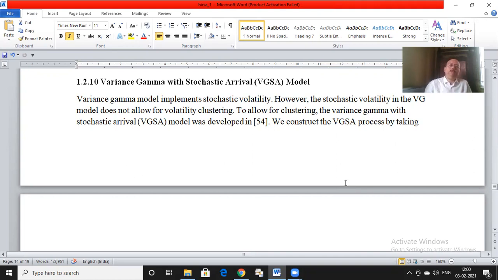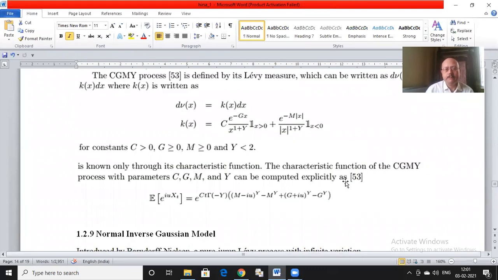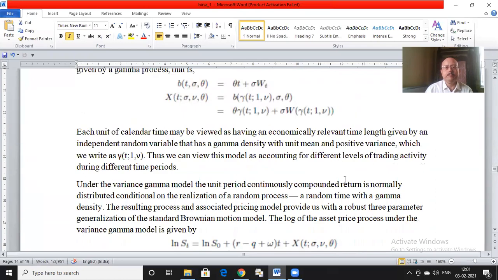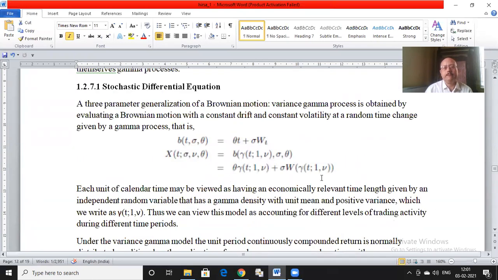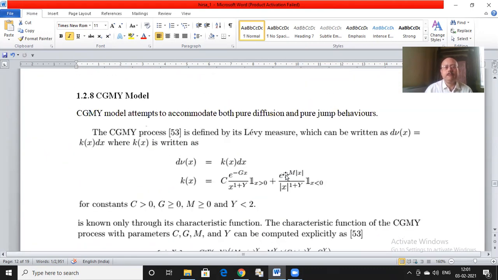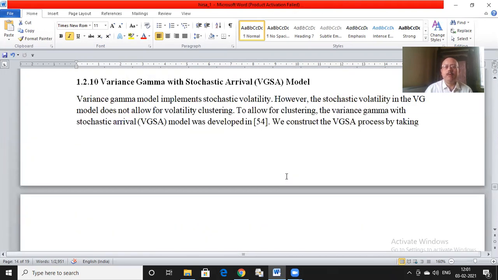So what does it do different from variance gamma? So, variance gamma with stochastic arrival, the VGSA model. So what is this stochastic arrival thing? The variance gamma model has stochastic volatility, certainly, because I do have this intensity of the volatility here. But what it does not have is it cannot explain volatility clustering.